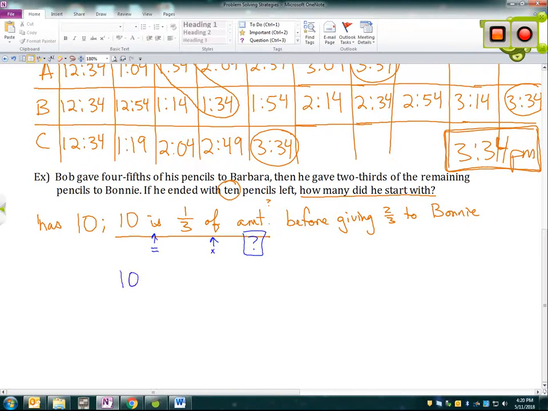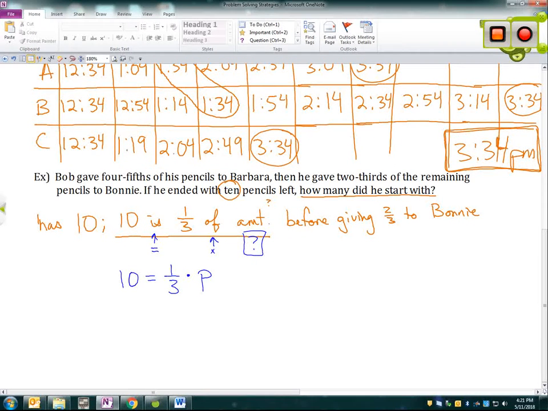So I can write this as an equation like this. I can write 10 equals 1/3 of, and I'm going to use a variable here. We'll use P for pencil. So 1/3 of P, or 1/3 times P. At this point, I'm looking at the 6th of the methods in the problem-solving strategy chart, but now I have my equation, and I can solve this.